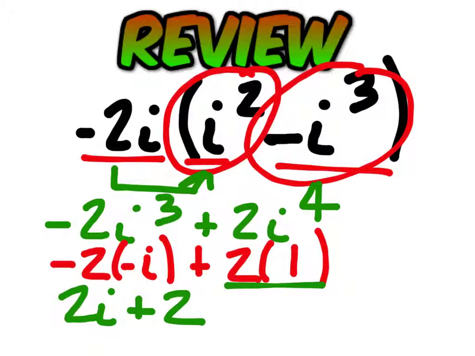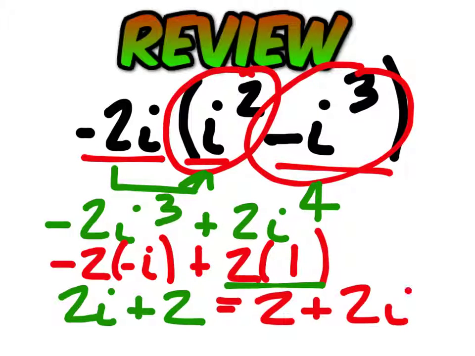I can't leave this in this form because it's not in a plus bi form. So what do I need to do to it? Switch them around, yeah. So we'll have 2 plus 2i.